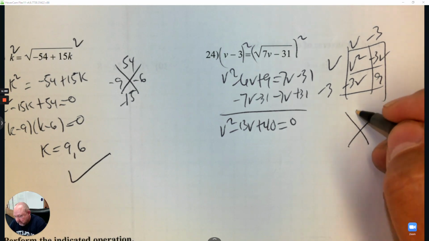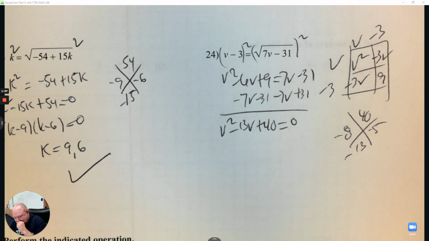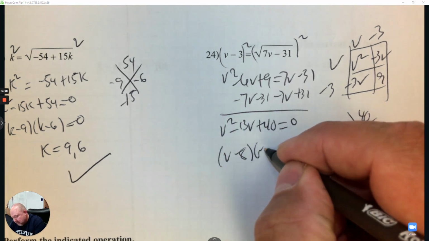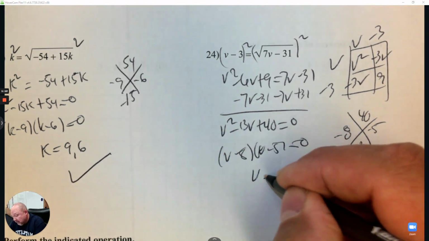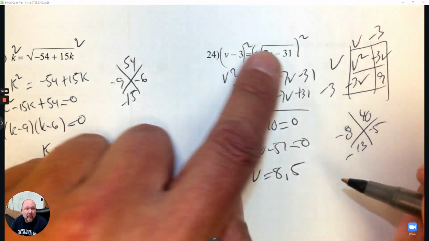And then we're going to factor it. So two numbers that multiply to 40 and add to negative 13. Those are your factors. So your answer is going to be positive 8 and positive 5. Now both will work.